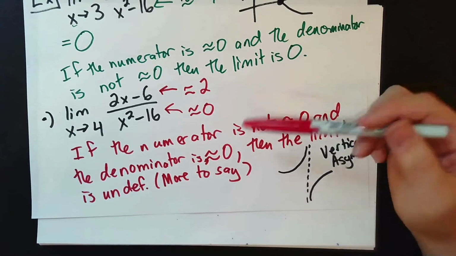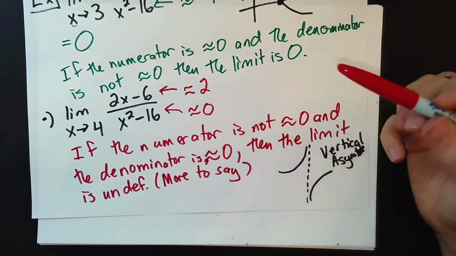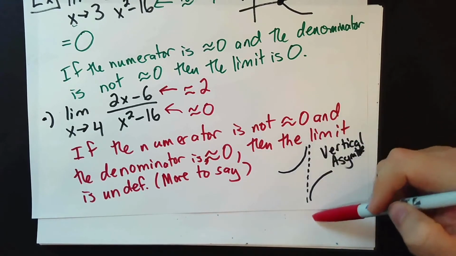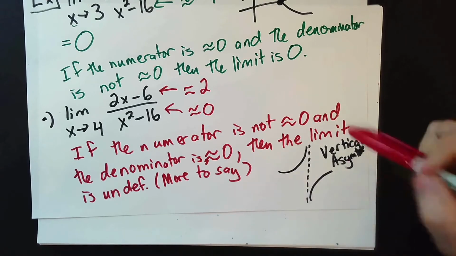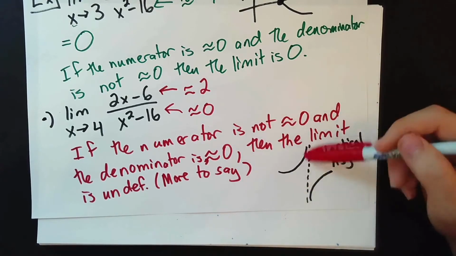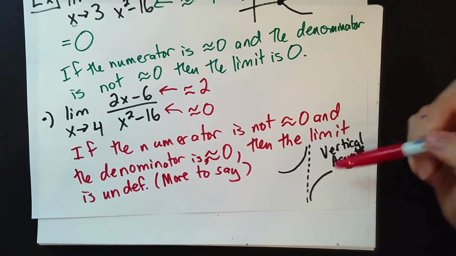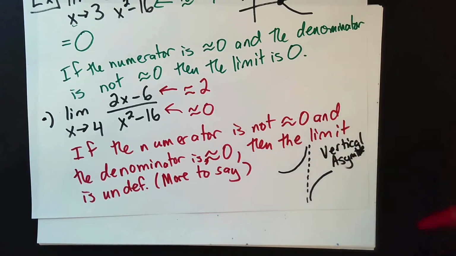And so really what's happening here is that the function is spiking either off to positive infinity or off to negative infinity. And we'll talk later about how to sort out exactly whether it's spiking off to positive infinity or negative infinity. But for now, for this section, you could just write undefined.